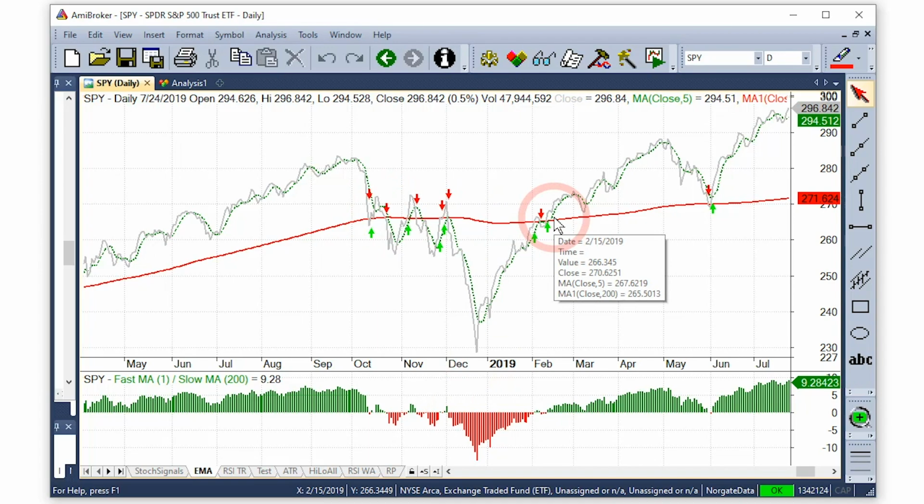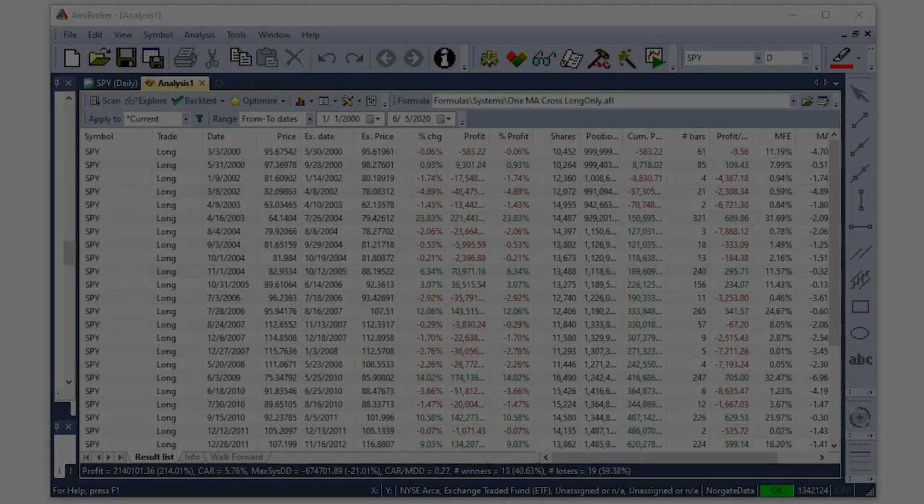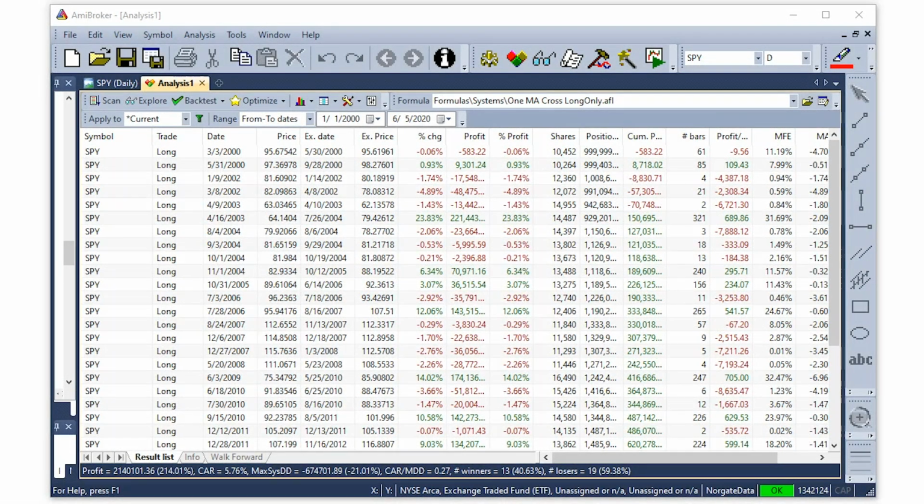But what happens if we just use a 5-day SMA? Will it affect the returns? And again, I'll show these results in a table when I'm done showing these charts. But we can see with the 5-day SMA, we get the return up 5.76%. We get the drawdown lower, 21%. That's good. And you can see the winners, 13, and the losers, 19. So our win percent got just above 40%. So clearly that 5-day SMA smoothing is helping.